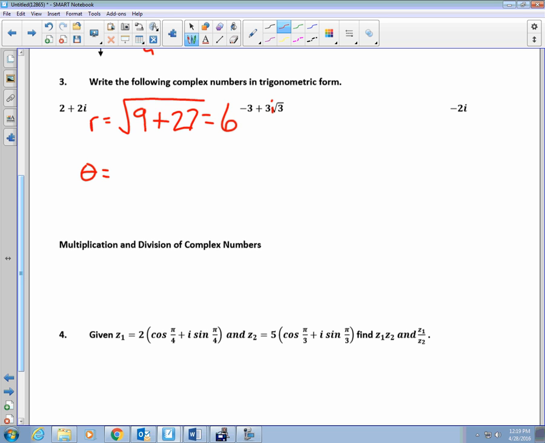Now I got to find theta. Theta satisfies the argument of tangent of theta is equal to b over a. What's your b value? 3 roots of 3 over negative 3, or negative root of 3, right? Where is tangent negative? Which quadrants? 2 and 4. On my calculator, if I take the inverse tangent of root of 3, you know what you get? Then you better do it. I would do it in degrees and then convert to radians. 60.